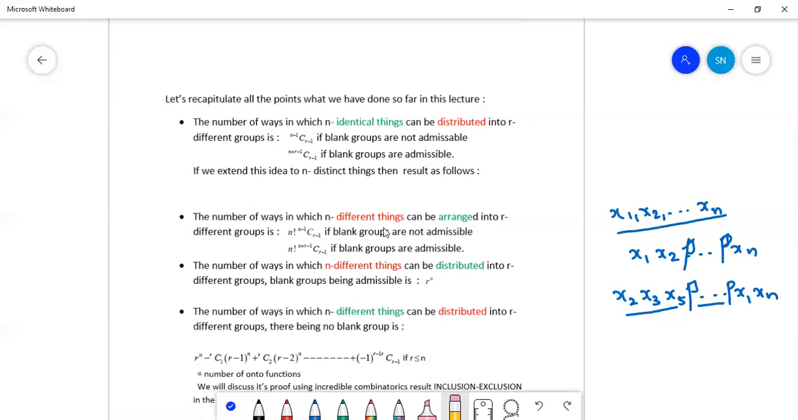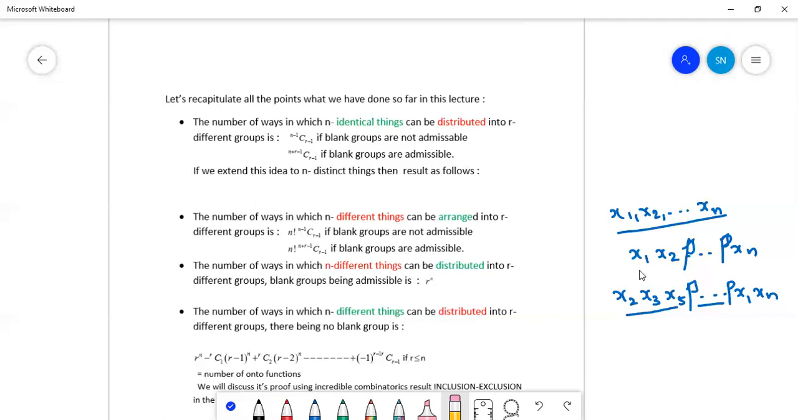So here you need to observe the most important point: n different things, that is one keyword. The second keyword is arrangement. When compared with the previous one, which is just distribution, that means it's a combination, a selection, whereas in the second example, it comes under arrangement. Not only selection, we are arranging.